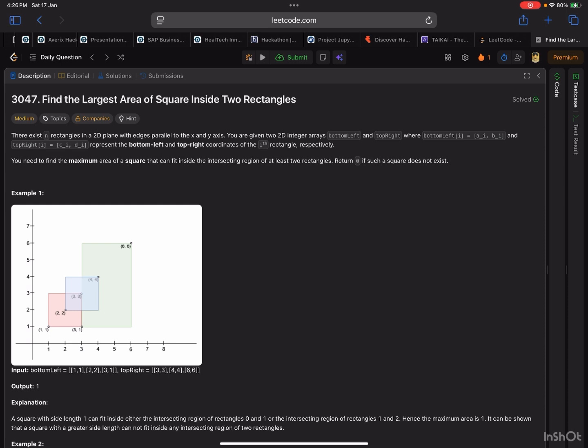Like if we have two rectangles, then we need to find the maximum intersecting area of those two rectangles. If we consider three rectangles, then we need to find the maximum area of the intersecting region of those three rectangles, and so on and so on. Return 0 if such a square does not exist. Okay.